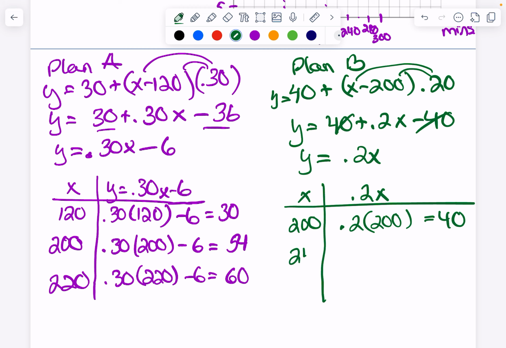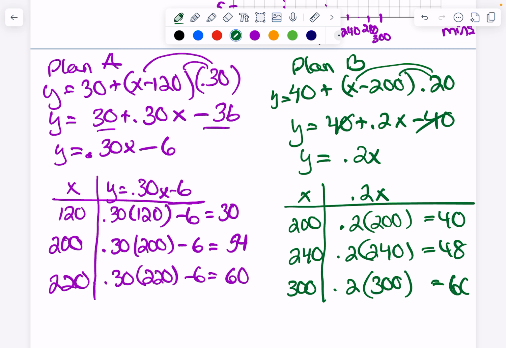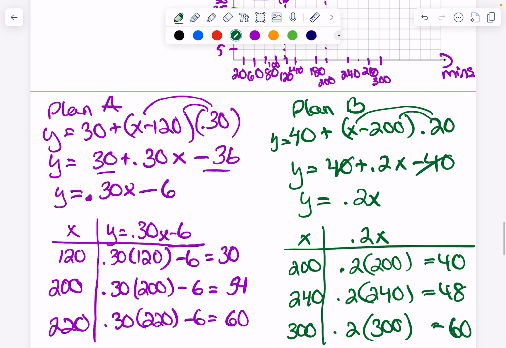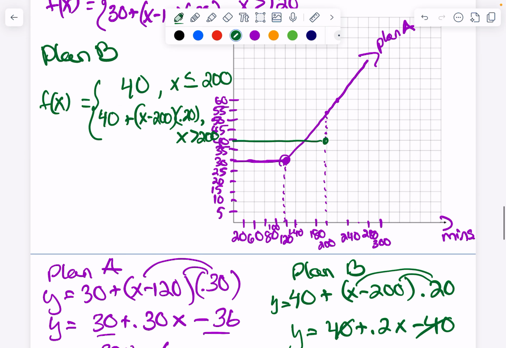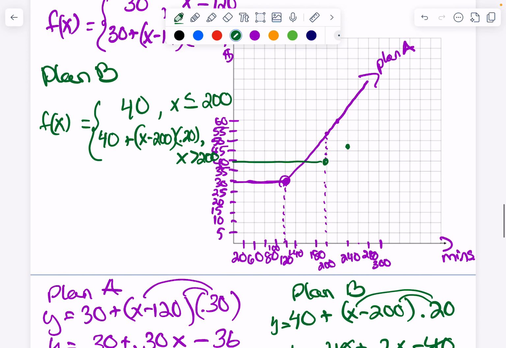And then let's plug in 240. 0.2 times 240 is going to be 48. 300 is the next one that we're going to plug in, and that is going to be 60. So we're plugging in those points. 240 and 48 is right here, and then we had 300 all the way to 60 here. And it does not stop. I mean, it keeps going and going up.